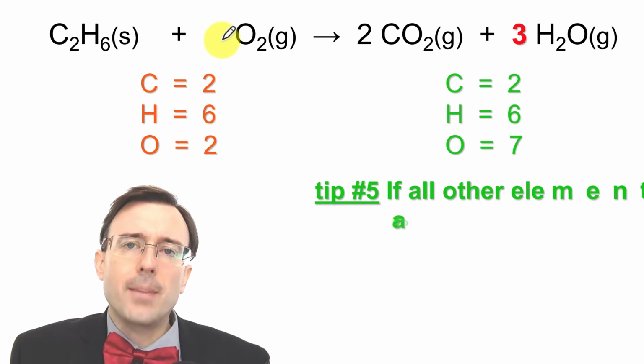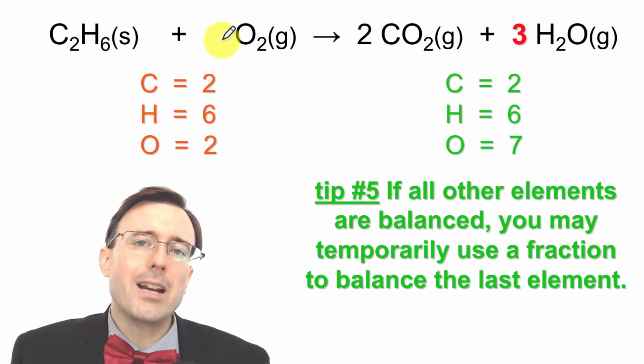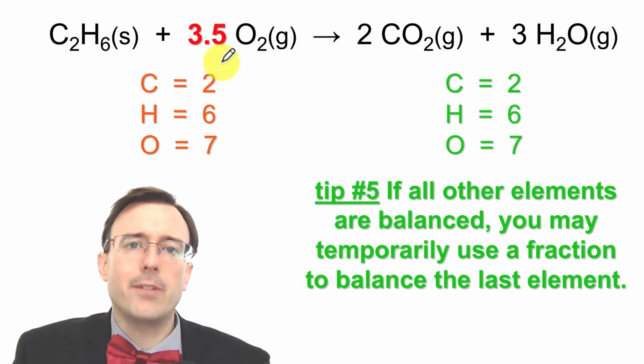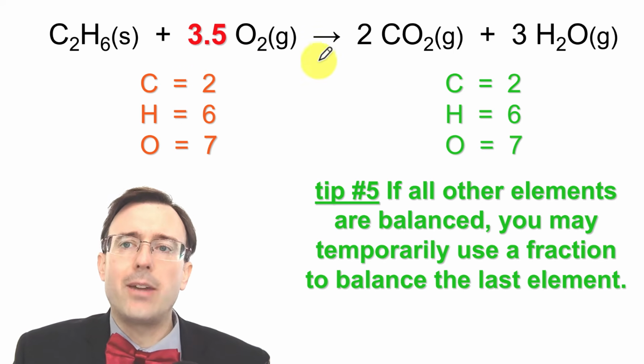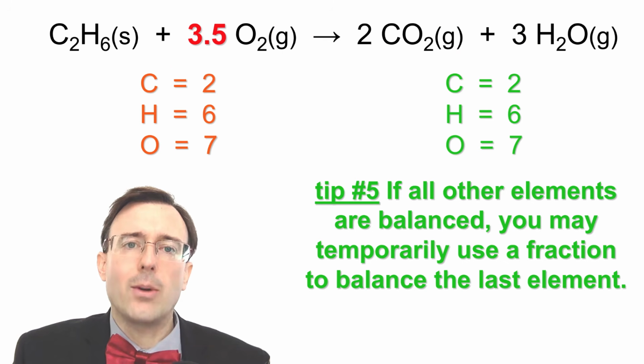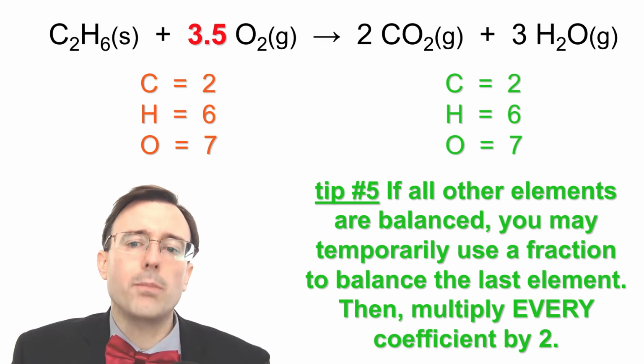And so the last tip that I'm going to give you guys is that if all other elements are balanced, you may temporarily use a fraction to balance the last element. And in this case, we're going to want to put a 3.5 in front of oxygen here because 3.5 times 2 is 7. And we have 7 oxygens on the right side, and now we also have 7 oxygens on the left side. However, you don't want to leave that 3.5 there. You want to turn everything into a whole number. And so what you can do is you can multiply every single coefficient by 2 in order to get rid of that fraction.